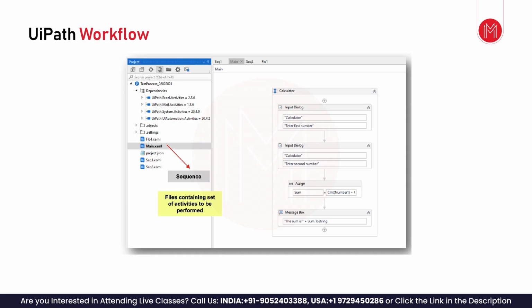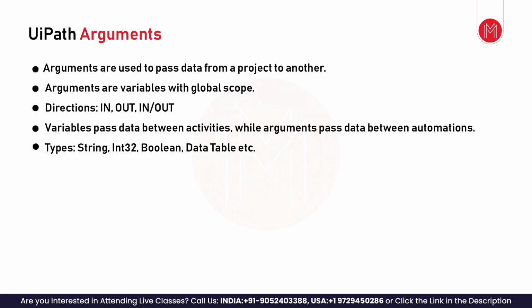A sequence can contain any number of activities, even hundreds or thousands. You can keep drawing using your arrows, or click on this plus icon and add any number of activities. So your project is your notebook, and inside that you have a set of files or pages which we call XAMLs. XAML is nothing but a workflow, and a workflow is a combination of activities, where each activity does one function. Moving on, we have something called arguments.